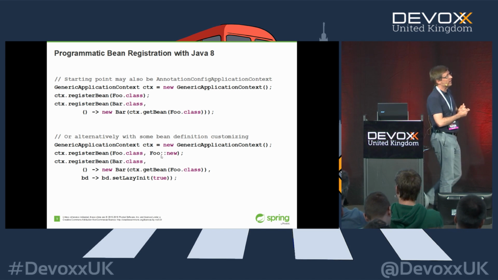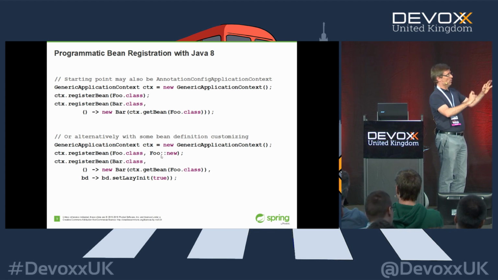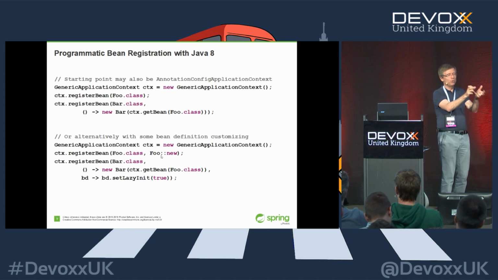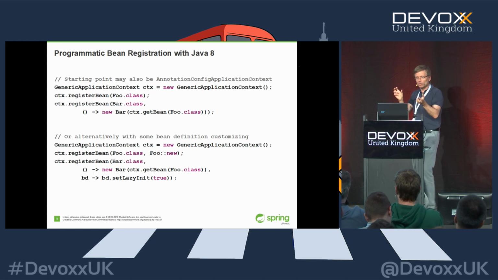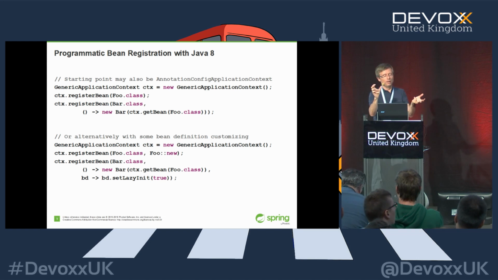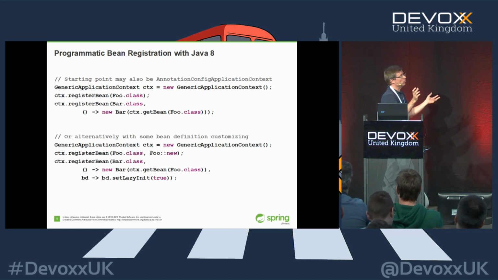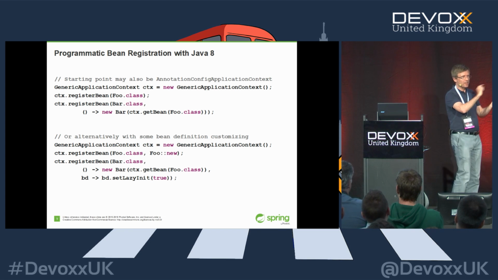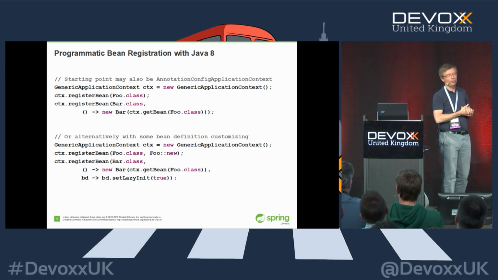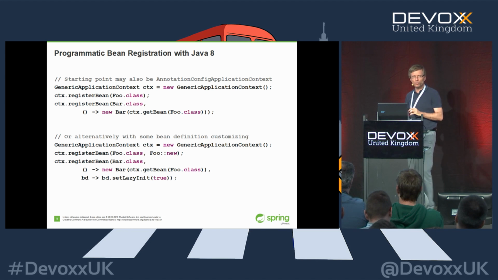Specifying an instance supplier as a Java 8 method reference that says, whenever you need a new instance of foo, here's the method reference to the default constructor or to a particular constructor on foo, right? So this is actually not reflection. It's an invoke dynamic dispatch straight to the default constructor of foo. So you can take this pretty far if you like.